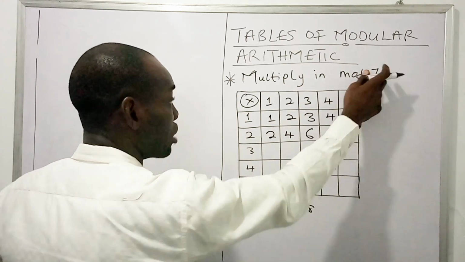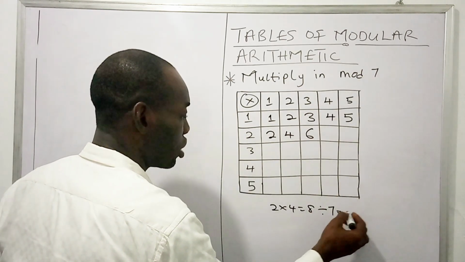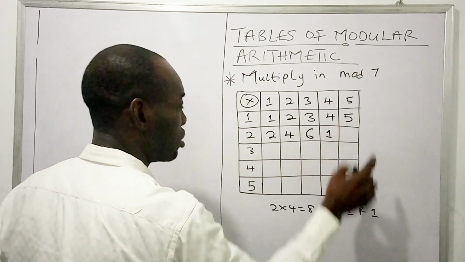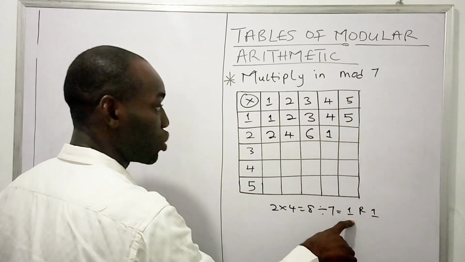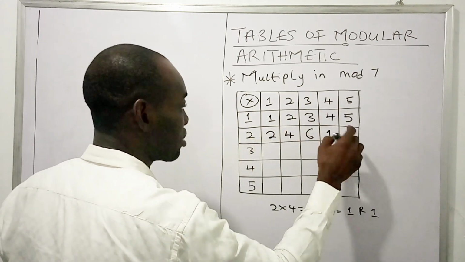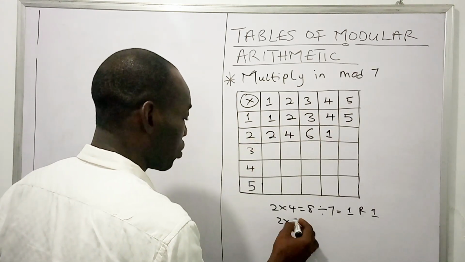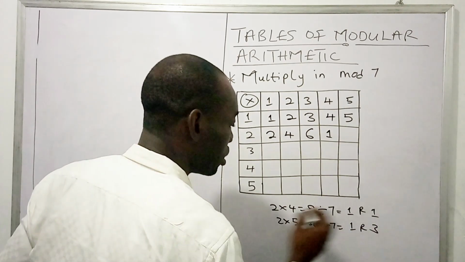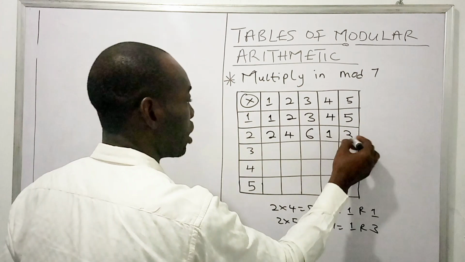Now the 8 is more than the modulus, so we have to divide by the modulus, and that will give us 1 with a remainder of 1. So the value here, the remainder is what we're putting down, not the quotient. Now 2 times 5, that's 10. Since the 10 is more than the modulus, we do the same thing. We divide by 7, and that will give us 1 with a remainder of 3. So the remainder is what we put here.